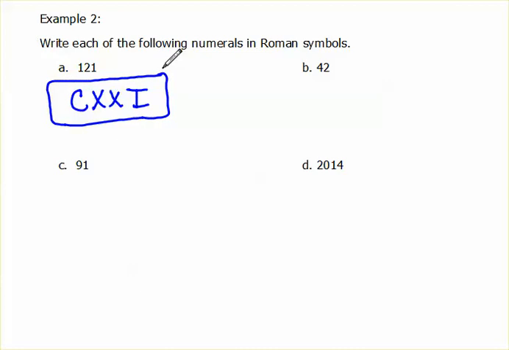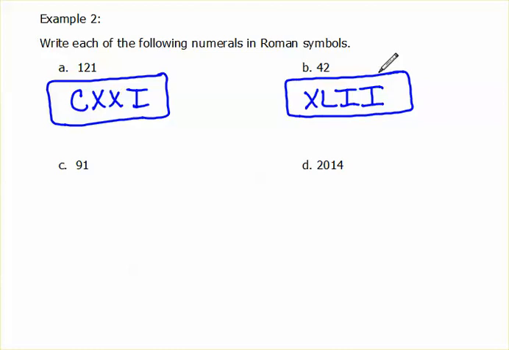For part B, it says the number 42. So we have a 4 in the tens position. Well, we can't put 4 X's together because you can't put more than 3 at a time. So we're going to have to do this as a subtraction. So the next number up, bigger than that, would be 50. So we could take 10 away from 50, writing it as XL, meaning 10 from 50, which would be 40. And then we have a 2 in the ones position, which would be II, so for 2 ones.